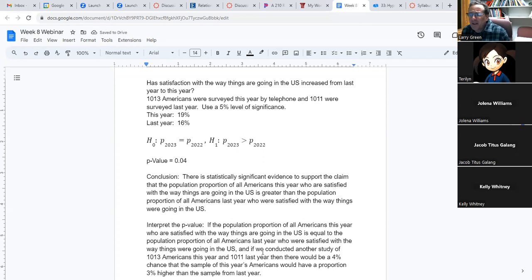How'd I get that 3%? Yeah, the 3% is the difference. If I take 19% minus 16%, I get 3%. Nothing hard, but you have to be able to do the simple calculation. It's always easier to watch me do it than to do it yourself, right? Kind of how it works.